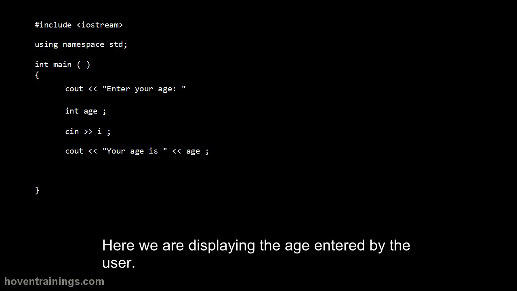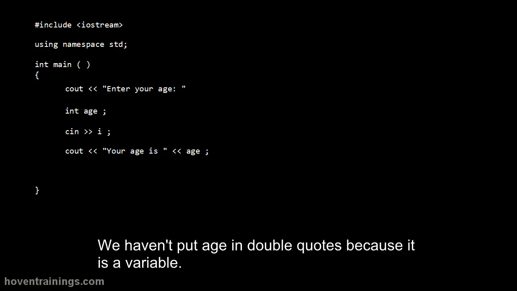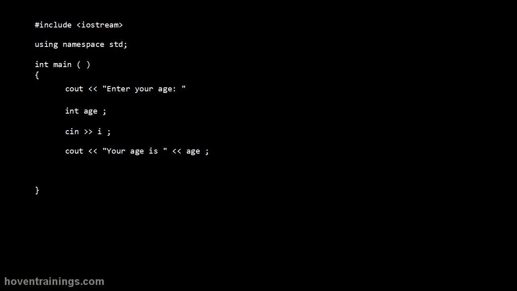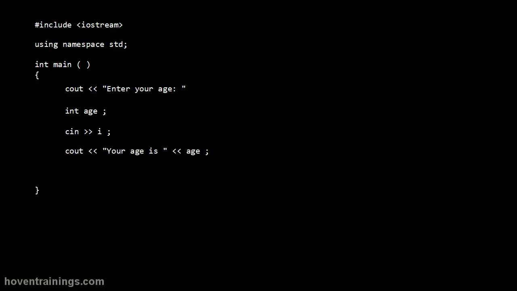Here we are displaying the age entered by the user. We haven't put age in double quotes because it is a variable. If we put age in quotes, it would be spelled back as plain English text.